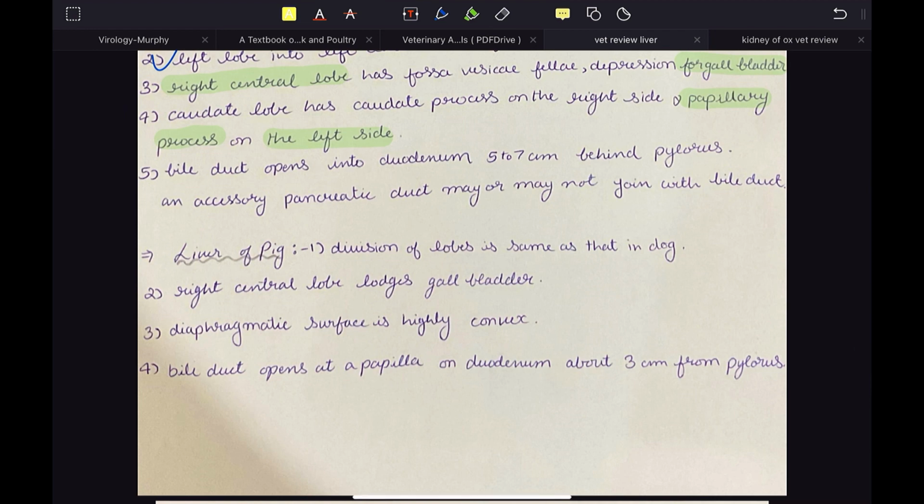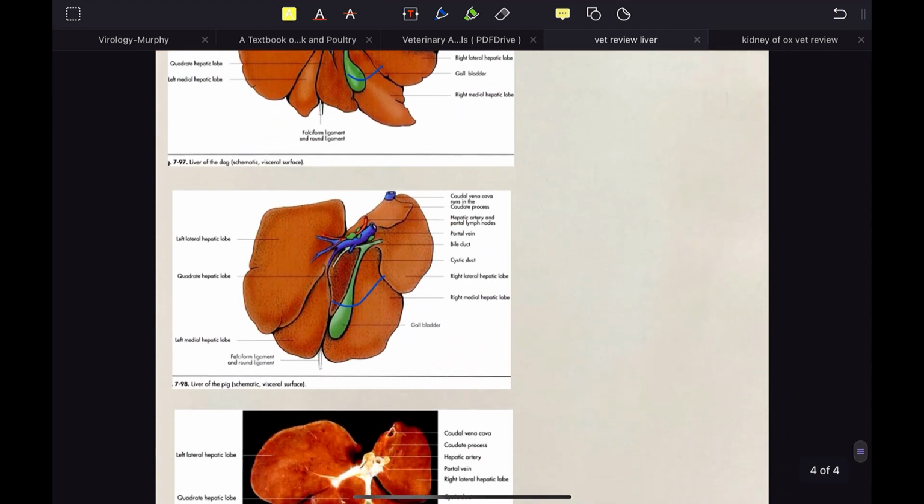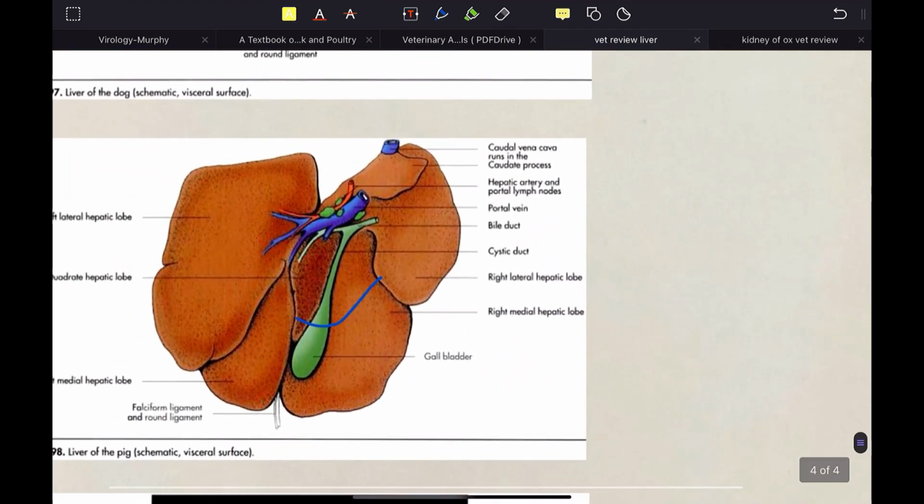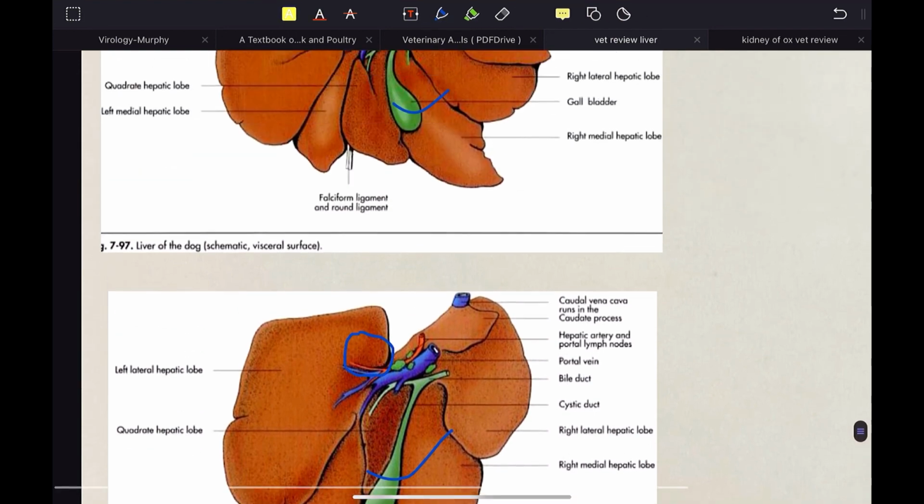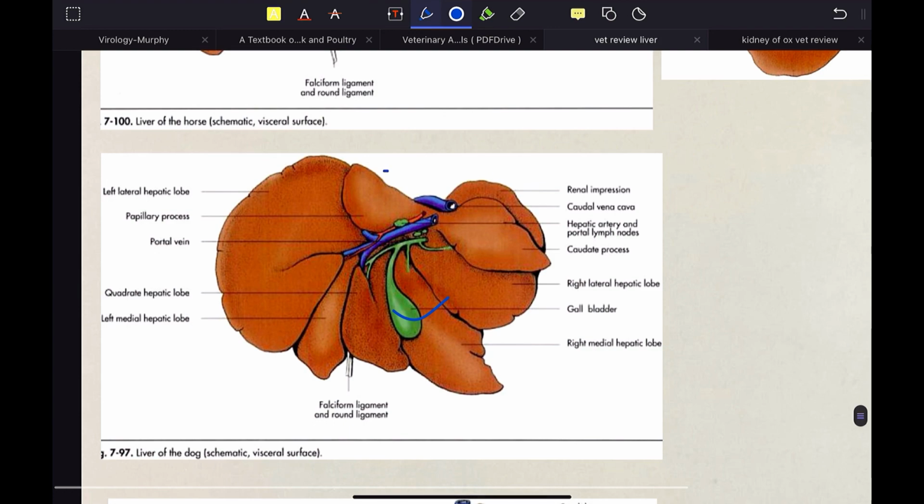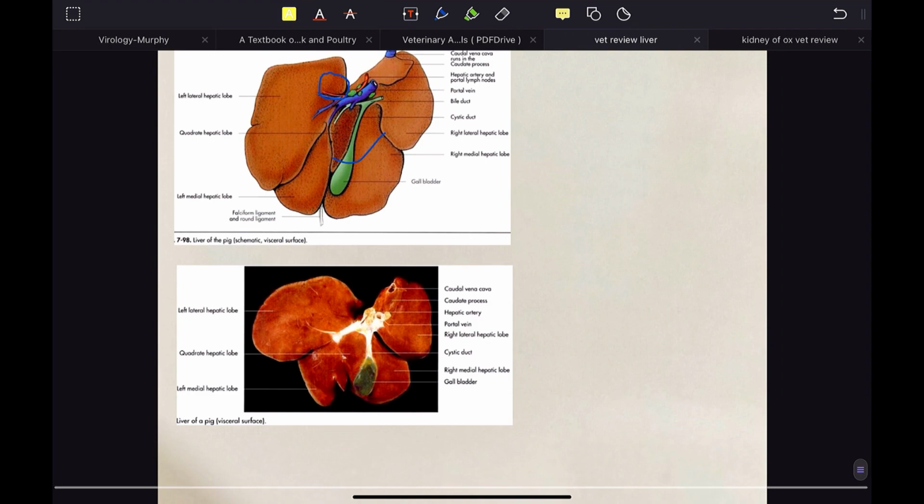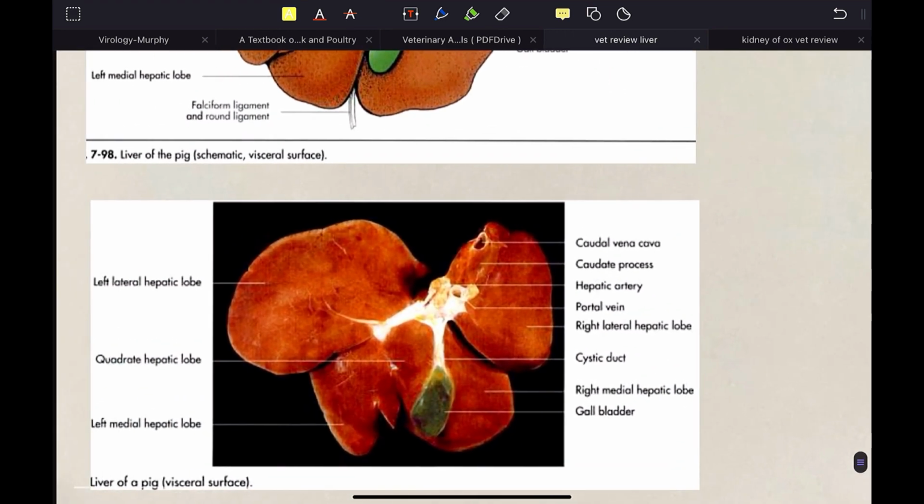Otherwise, the liver of pig and dog, they are very similar. The lobation is same. The degree of lobation is same. The division of the right and left lobe is same. Position of gallbladder is almost same. The main difference is that in pig, papillary process is absent. Okay. So here you can see that there is no papillary process here. But in case of dog, you can see the papillary process. Okay, so this is it for the liver of pig and dog.